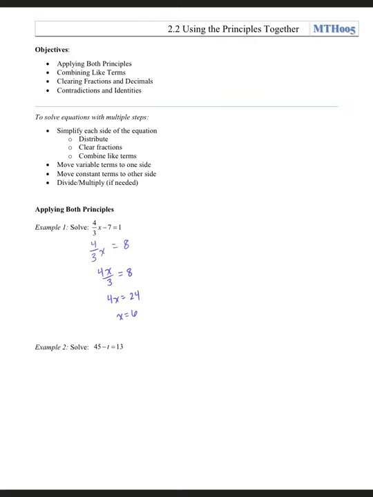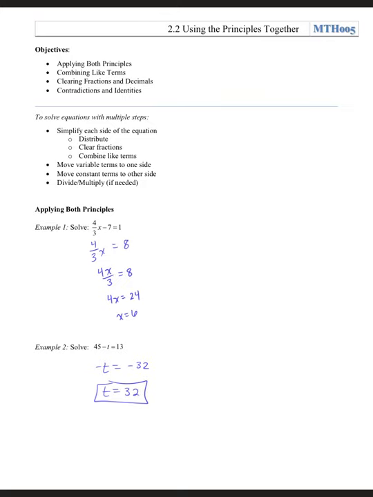Example 2, 45 minus t equals 13. Well, we know we have our variable with a negative, but we also have this 45. We need to get rid of this first. So what we want to do is subtract 45, right? And when we do that, we're left with negative t equals, and again, use your calculator to type this, 13 minus 45 gives us a negative 32. However, we still have this negative in front of the t, so we need to divide by a negative 1 to get t equals a positive 32.